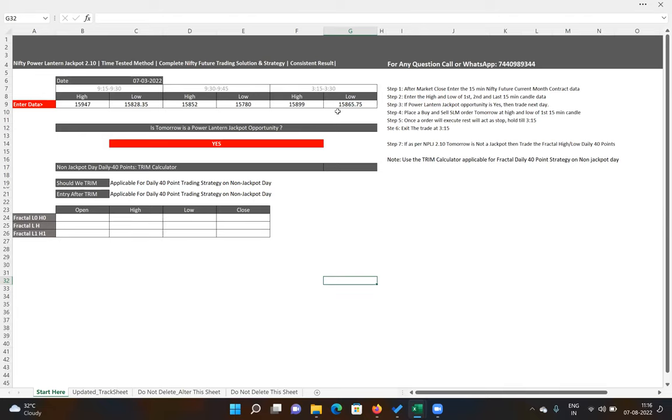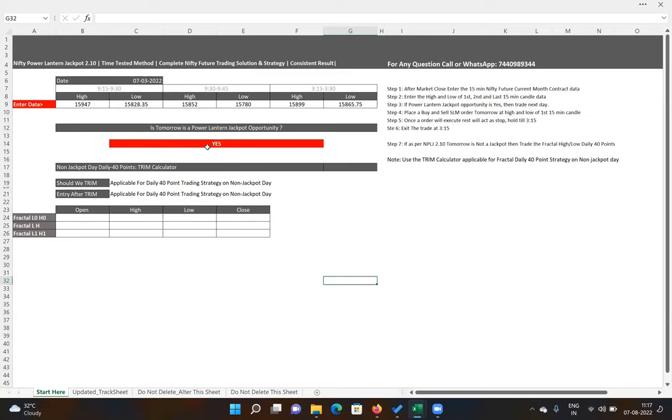And once you enter the data, you will find a reply from this Excel. If it says yes here, then you have to trade tomorrow. Every day after market close, you will enter the data from a 15 minute Nifty future chart: the first candle high low, second candle high low, and the third and last candle high low. And this Excel will guide you whether you should trade tomorrow or not. So you actually find the trade one day before.